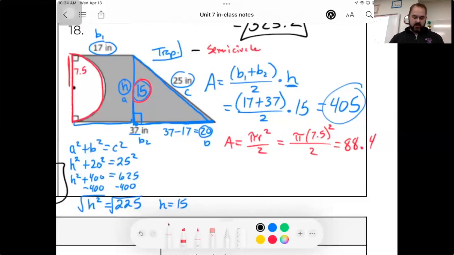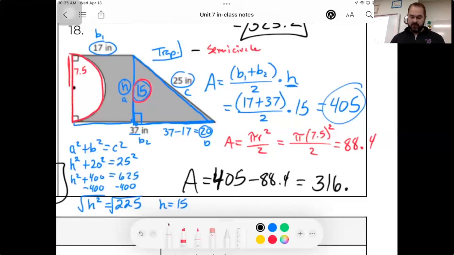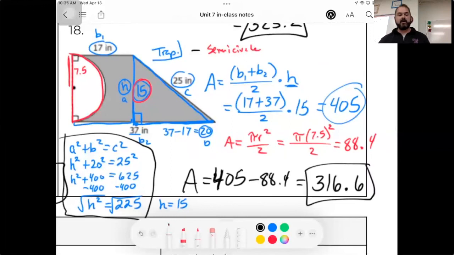So my total area then is going to be 405 minus 88.4. And I get 316.6. Okay, so that was a little more involved, but don't forget things like the Pythagorean theorem. Okay, the Pythagorean theorem is going to help you find some of these missing pieces.